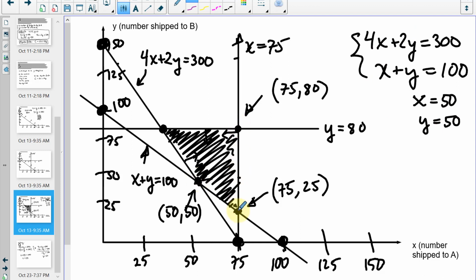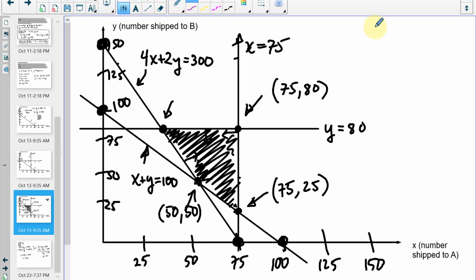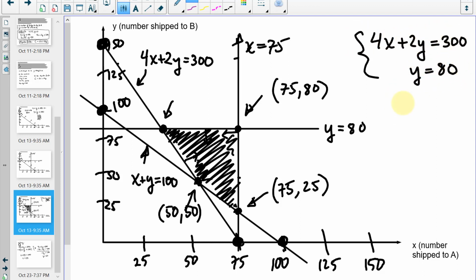So now I've got this one, this one, this one. I only got one more. This point here, well, this one's pretty easy to solve for because we know the y is already 80 and it's an intersection with this line. So I need to create the system that has this equation and this equation. That is, the two lines that are crossing right here are the line 4x plus 2y equals 300 and the line y equals 80. So that's the system, and if this equation has to be true, you can just substitute that into the first one because they have to be both true.